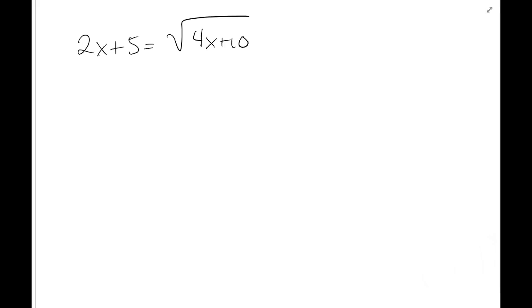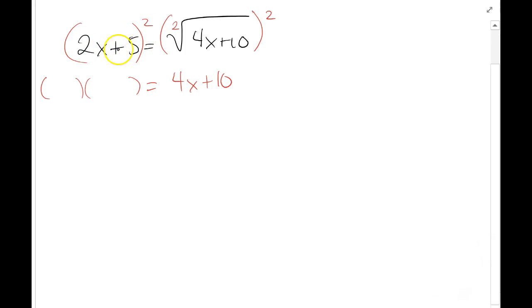Okay, so now on this one, again, the approach is still the same. I got to recognize that the index is 2 here, so then I'm going to raise both sides to the power of 2, or square both sides. Okay, so on the right side, again, that will get rid of our radical, and we'll just have 4x plus 10. On the left side, remember that a binomial squared means that you're going to have 2 of them. So 2x plus 5 times 2x plus 5.